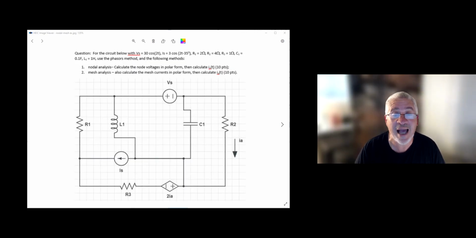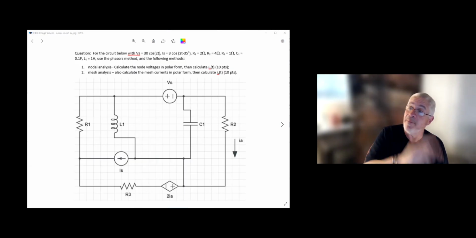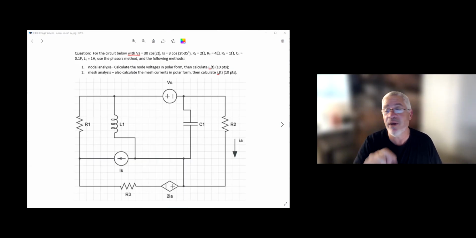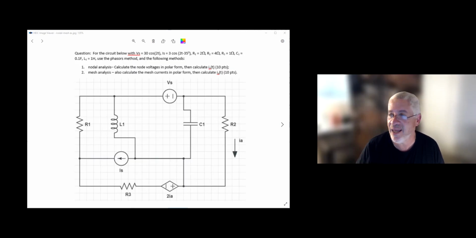This problem is asking to calculate IA, but it wants you to calculate the node voltages using nodal analysis, and in mesh, the mesh currents, and then IA in the time domain. So 10 points for each method, obviously.